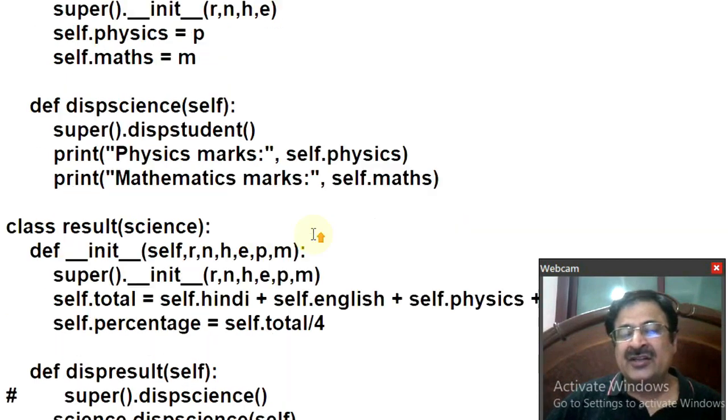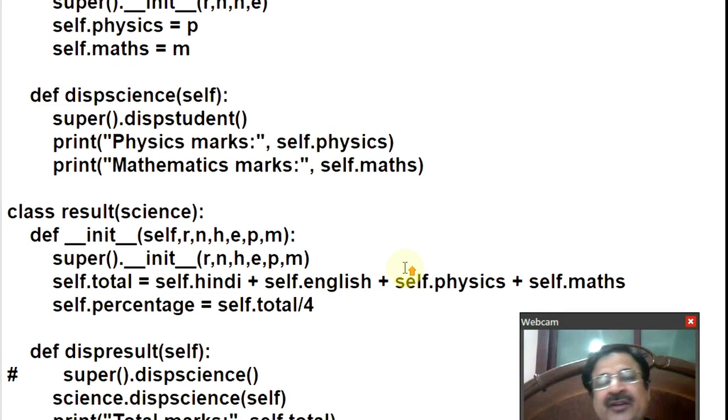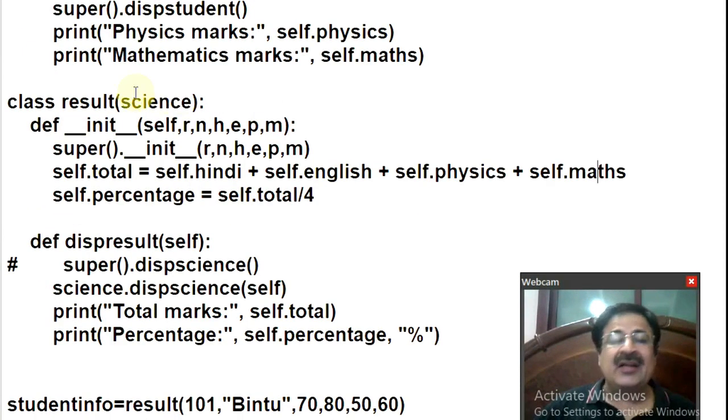These Hindi, English attributes are of student class. These physics and maths are the attributes of science class, but they are accessible in result class because by inheriting the science class, which in turn inherits the student class, the result class gets all the attributes of both the classes. Okay. So the result class has 2 attributes, total and percentage, which are computed.